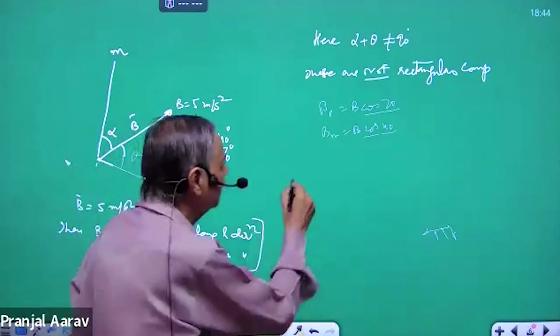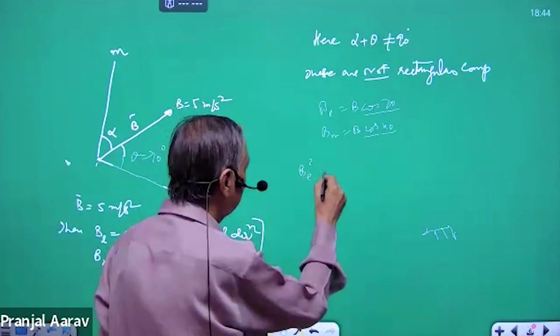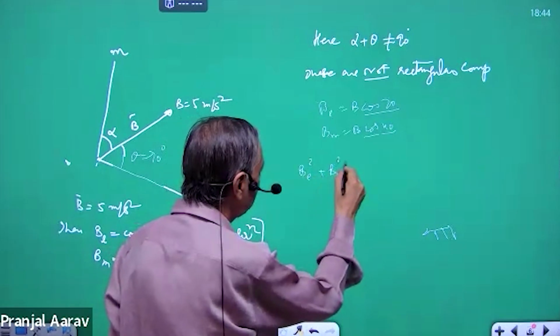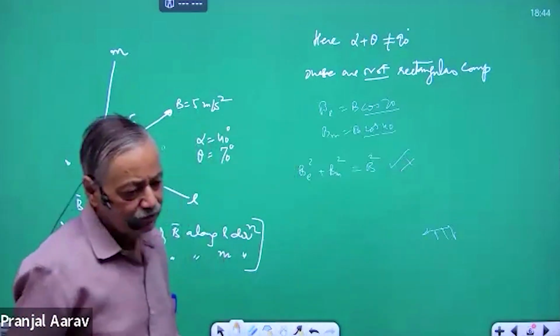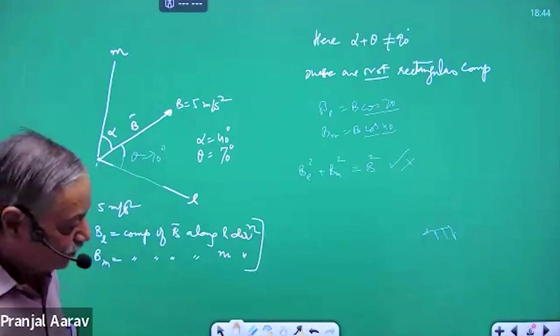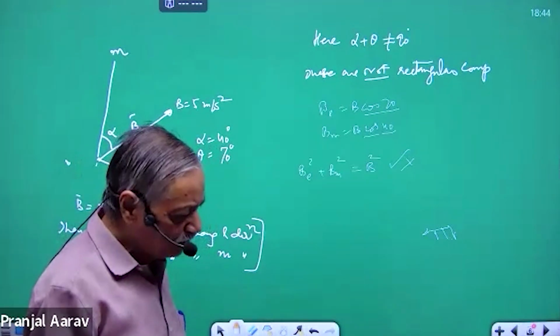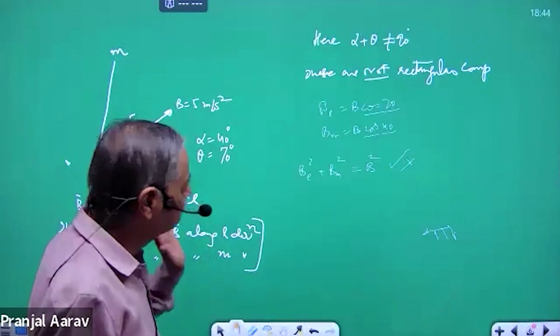So can you write like this? BL square plus BM square is equal to B square. Right or wrong? Wrong. It is wrong. So you should be careful about rectangular components when you are applying those formulas.